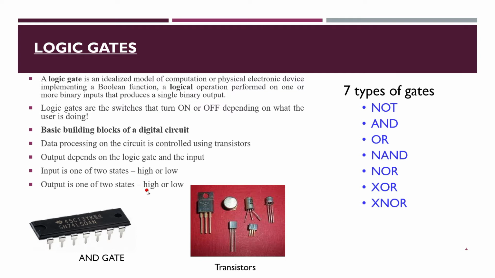If it is high, the value is 1, and if it is low, the value is 0. There are 7 types of logic gates: NOT, AND, OR, NAND, NOR, XOR, and XNOR. NOT, AND, and OR are called basic gates. NAND and NOR are called universal gates, and XOR and XNOR are called the extra or additional gates. We'll go through each and every gate one by one.